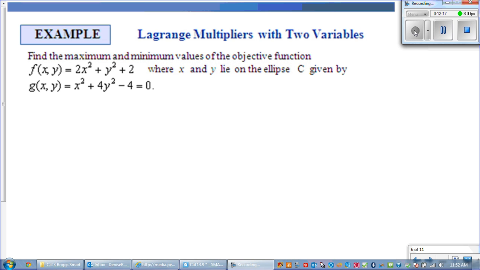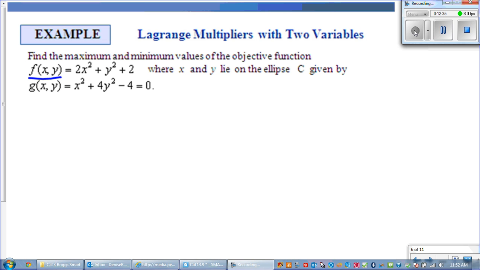So let's apply the Lagrange multiplier method. Find the maximum and minimum values of the objective function. So this is what we're trying to optimize. X and Y must lie on the ellipse given by this curve. So we've got a constraint curve.